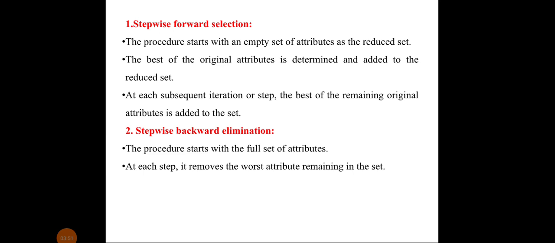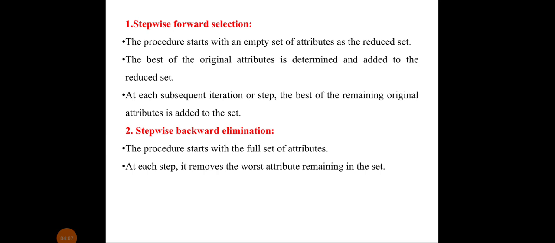First is stepwise forward selection. The procedure starts with an empty set of attributes as the reduced set. The best of the original attributes is determined and added to the reduced set. At each subsequent iteration or step, the best of the remaining original attributes is added to the set.